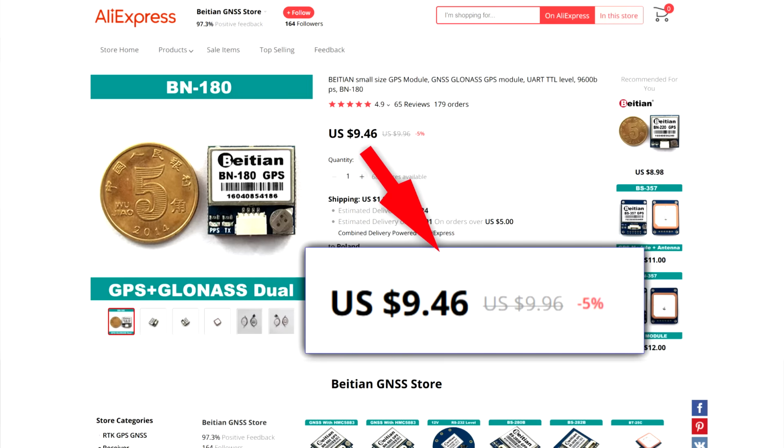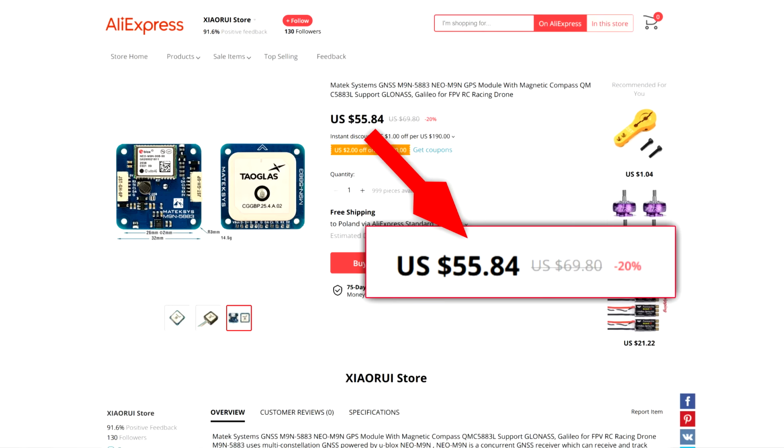GPS receivers, actually GNSS receivers, can be really super cheap, less than 10 bucks for the unit, and can be expensive, 60, 70, even more bucks, and we are still talking only about the RC hobby grade GPS receivers. The majority of the GPS GNSS receivers put on GPS equipped drones are from this cheap family.